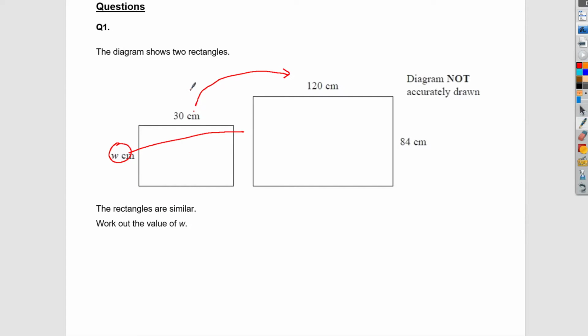So let's look at the multiplier first of all. How do we get from 30 to 120? So the scale factor would equal 120 shared by 30, and cancel out the zeros. How many 3's go into 12 is 4, so the scale factor is 4. Now, this number here has been multiplied by 4 to get to 84. So we have times this value W by 4.